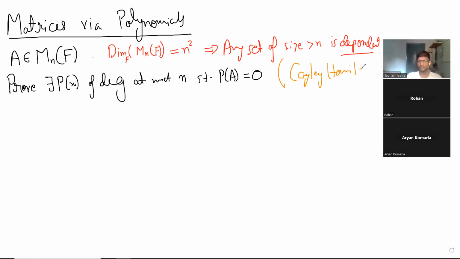Cayley-Hamilton. So, Cayley and Hamilton, you should read about them, different mathematicians. There is interesting history about this theorem, how this came about. So you could read the Wikipedia article.